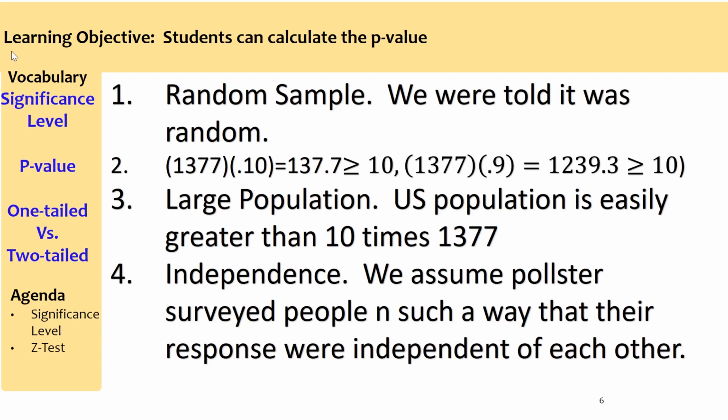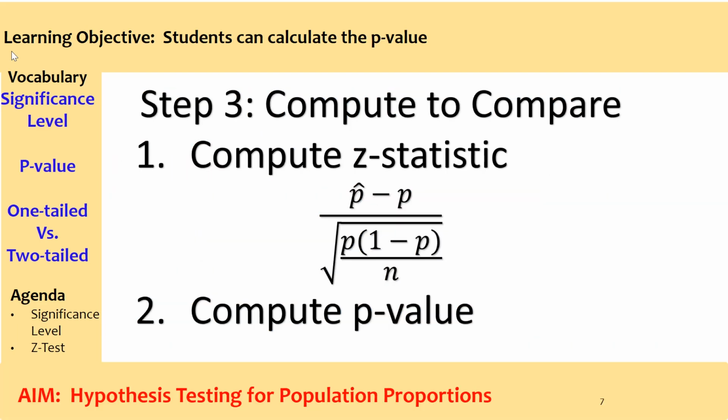U.S. population is easily greater than 10 times 1,377, which is the sample size. So we're good, right? And then for independence, we assume the pollsters surveyed people in such a way that their responses were independent of each other. And we can make that assumption, by the way, because the company that's doing it is a very famous company that does this stuff. So we can make these assumptions when it comes to number four. I want to see in your problem sets, though, I want to see 2 and 3 addressed, okay? Basically, 1 and 4, you can copy and paste this from your guided notes into the problem sets for the rest of the week. All right, step 3, compute to compare.